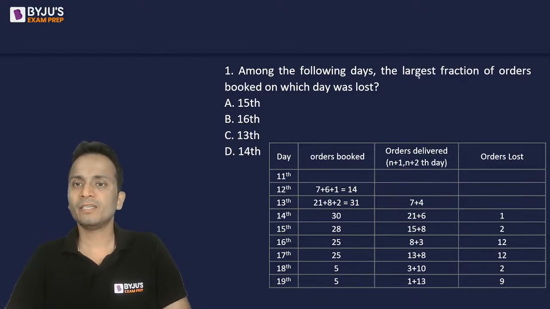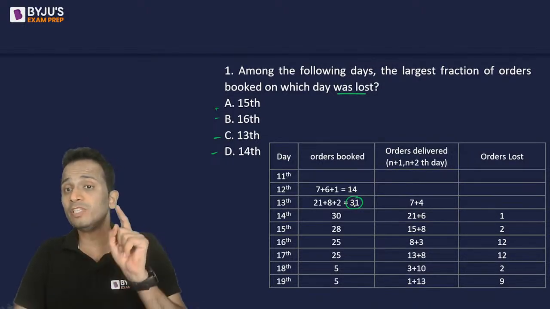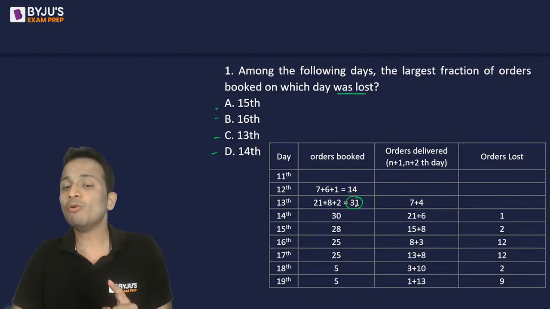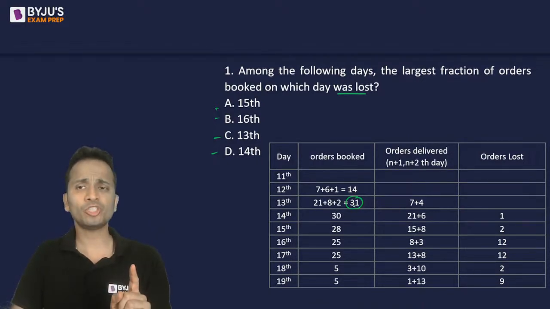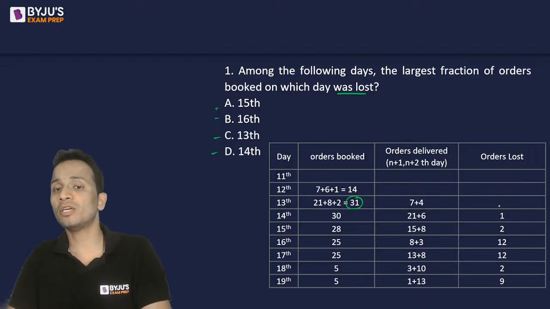Among the following days, the largest fraction of orders booked on which day was lost? So I need to check for the 13th, 14th, 15th, and 16th. On the 13th, 31 orders were booked. Now, out of these orders which are booked, how many were lost? You don't have to check for the orders which are lost on the 13th.